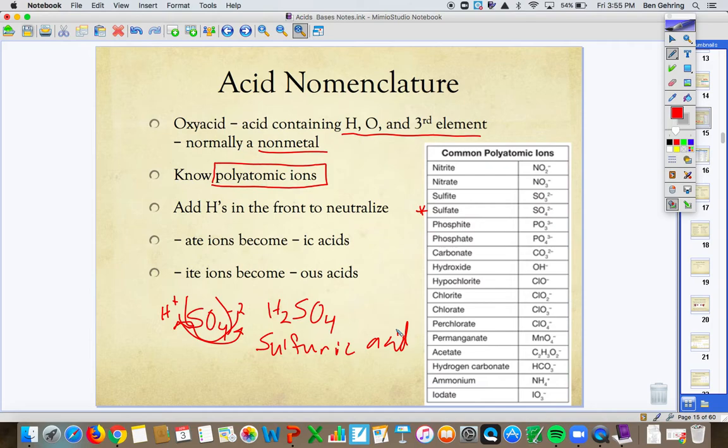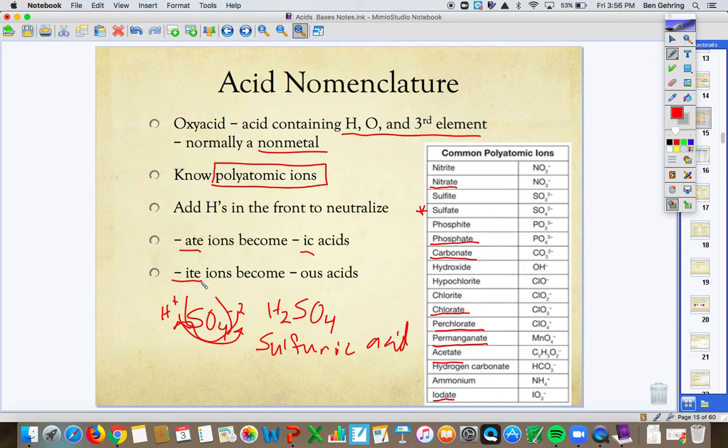One of the ways I like to remember these is ate ions. When I ate something, how was it? It was icky. So if you ate something, it becomes icky for your polyatomic. So if your polyatomic names end in ate, the acid is going to end in ic. So sulfate becomes sulfuric, nitrate becomes nitric, phosphate becomes phosphoric, which is a little bit different. Carbonate becomes carbonic. Chlorate is chloric, perchlorate is perchloric, permanganate is permanganic, acetate is acetic, and iodate is iodic. So all your ate ions become ic acids.